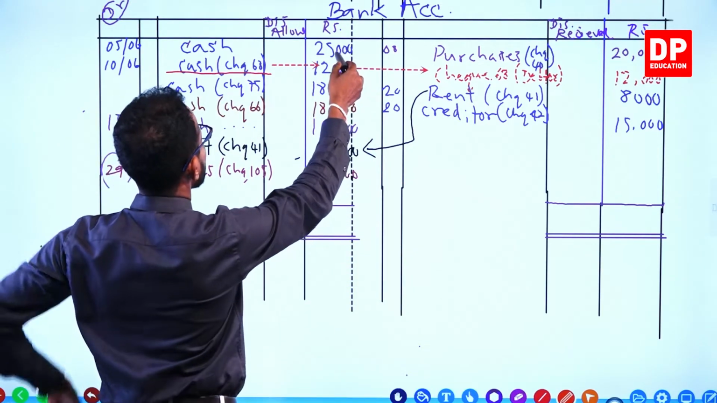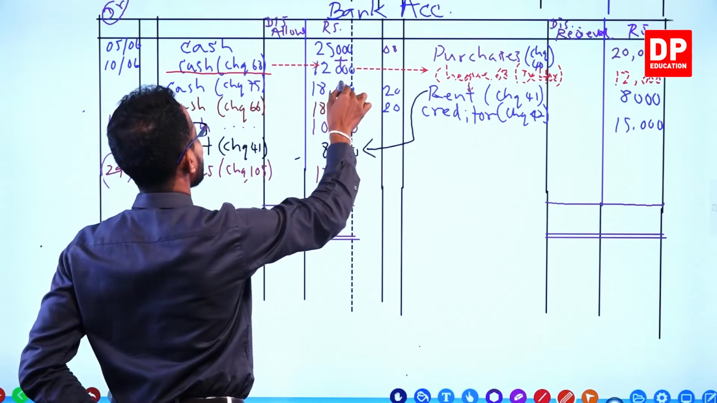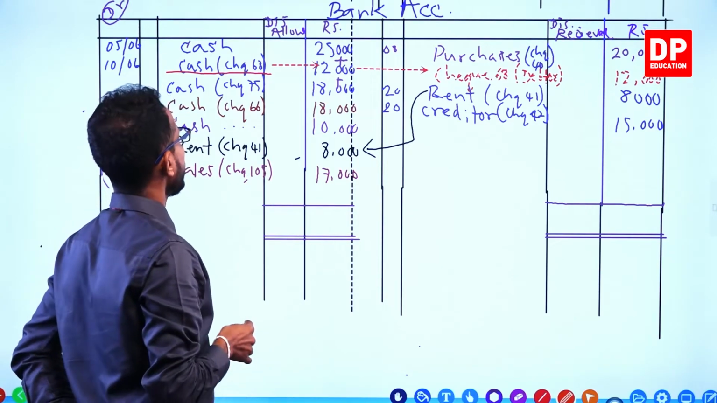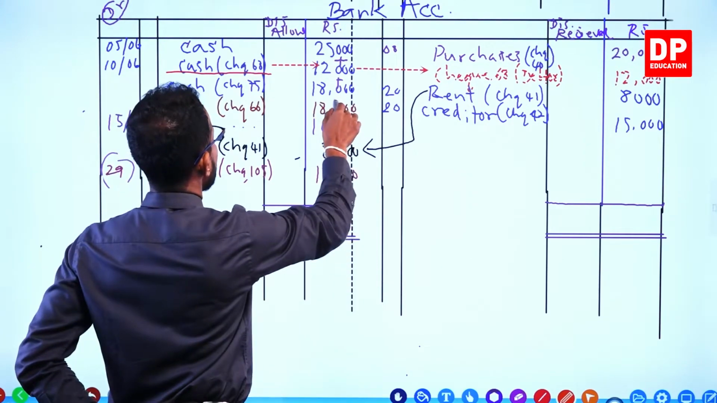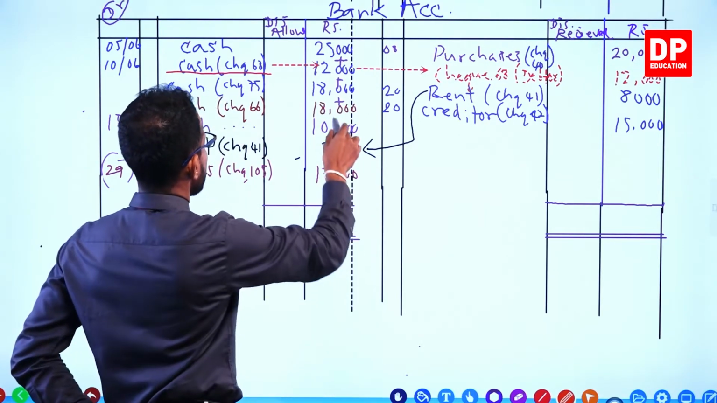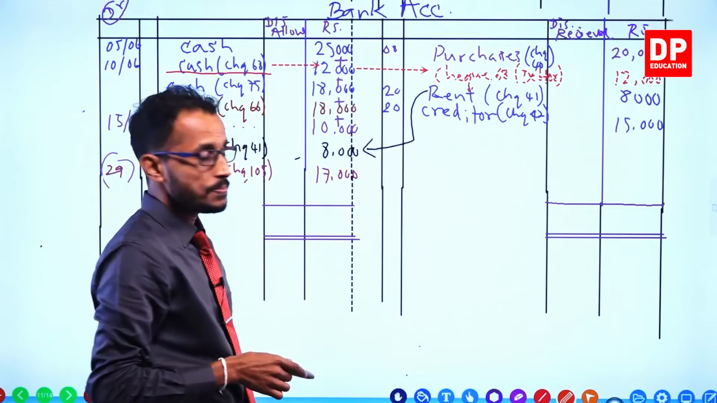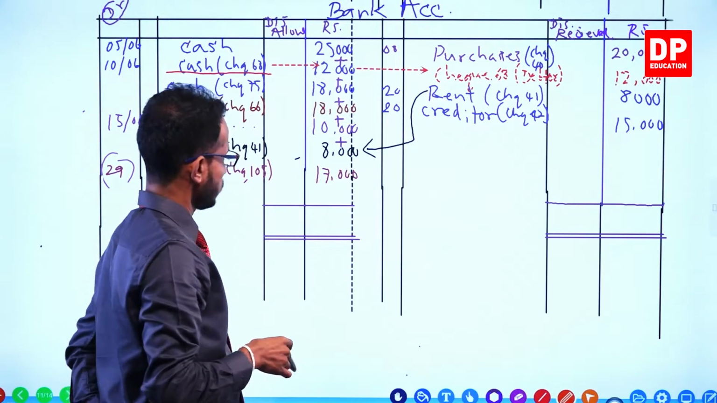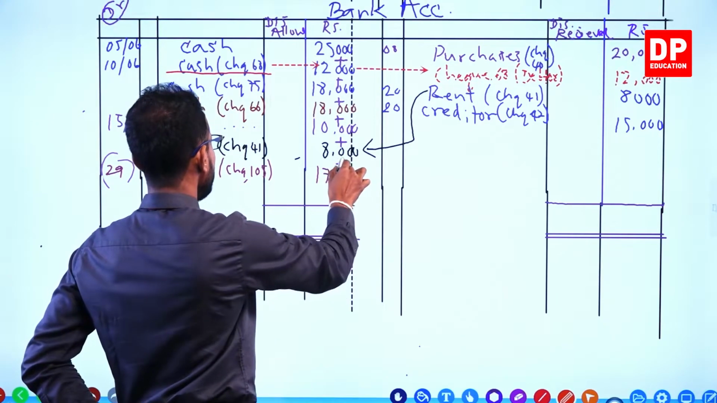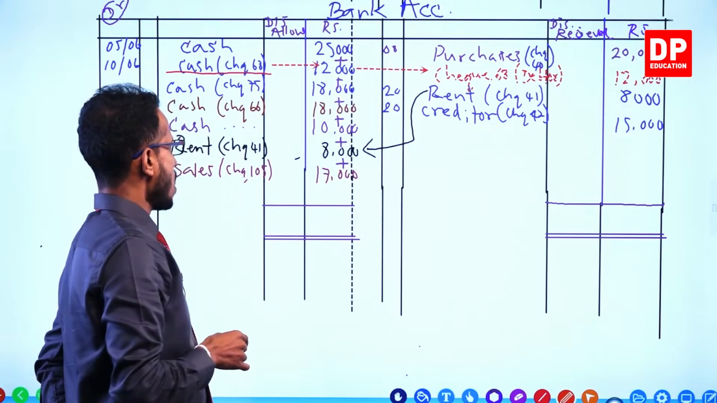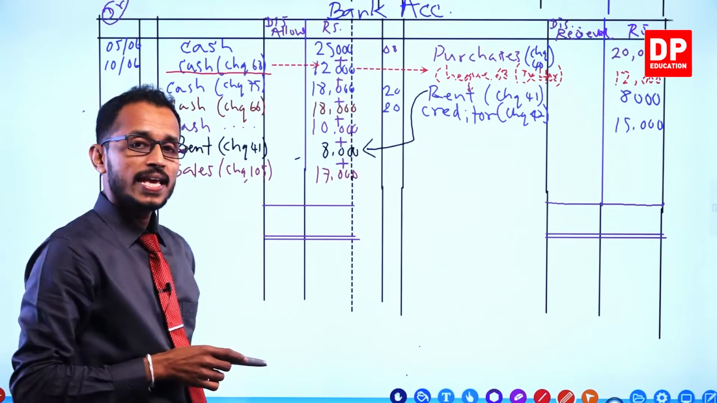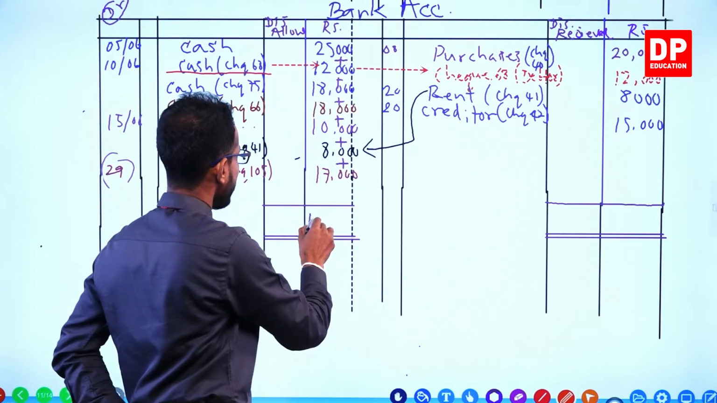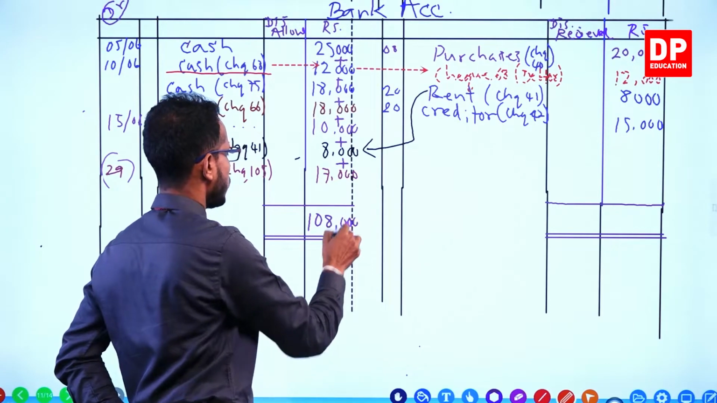25,000 plus 12, 37. 37 plus 18, 55. 55 plus 18, 73. Plus 10, 83. Plus 8, 91. Plus 17, 108. 108,000 on the debit side.